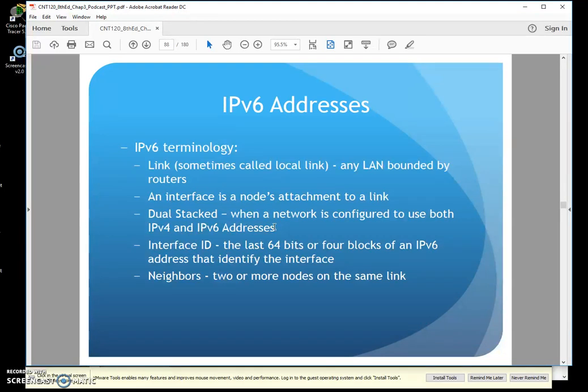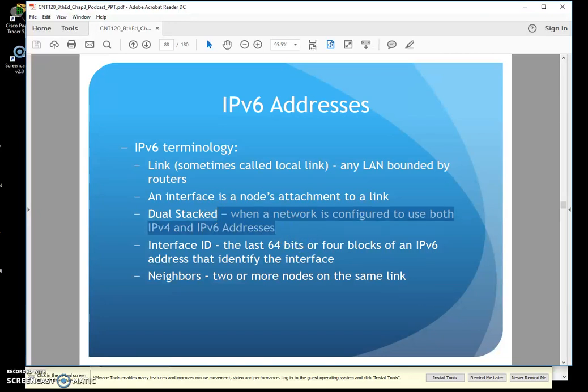Now, some terms with IPv6 addresses. A link, sometimes called a local link, is any LAN bounded by routers. An interface is a node's attachment to a link onto the network, if you will. Okay, that's my IPv6 interface. Dual stacked is a term that implies that my network is configured to run both IPv4 and IPv6.